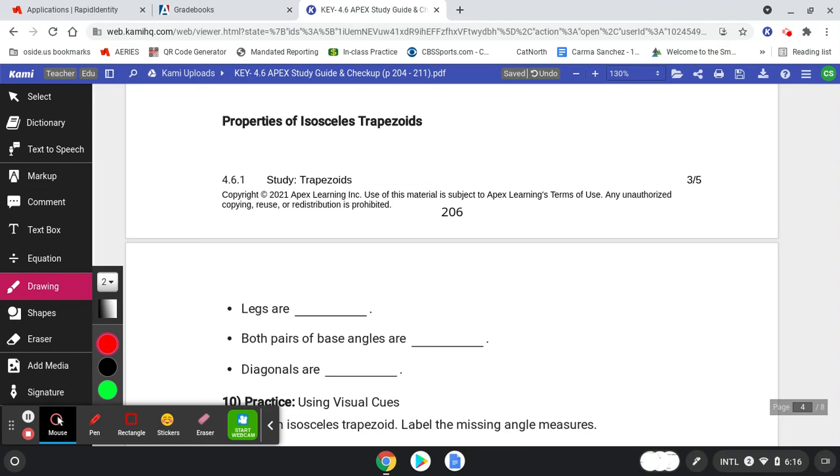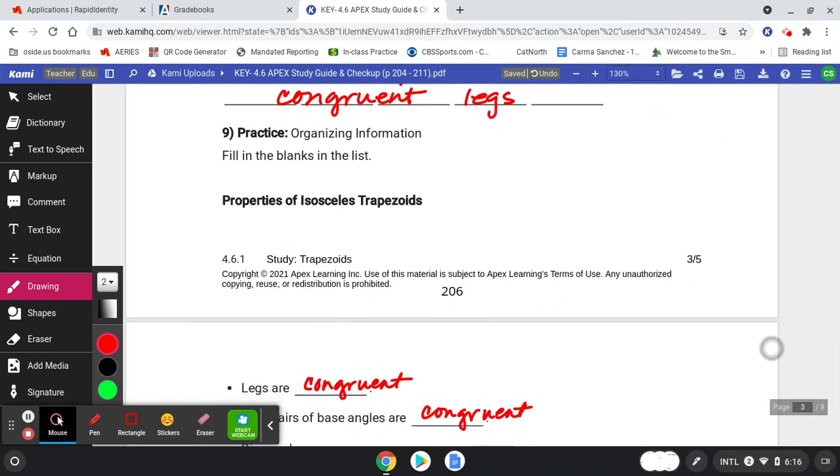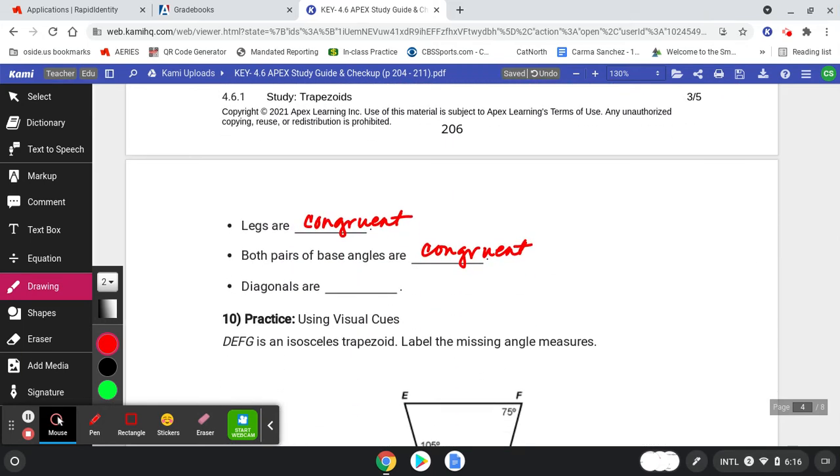Here are the properties of these isosceles trapezoids. It means that the legs are congruent, just like we just marked in the picture, and that both pairs of base angles are also congruent. So going back to that picture, it means that this angle is equal to this angle, and this top angle is equal to the top angle. Both pairs of base angles are congruent. And the diagonals are also congruent. So kind of like a rectangle and a square, the diagonals are congruent.